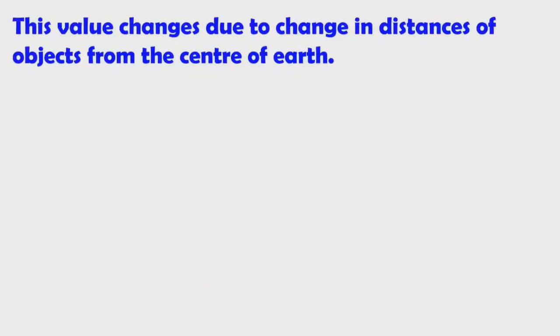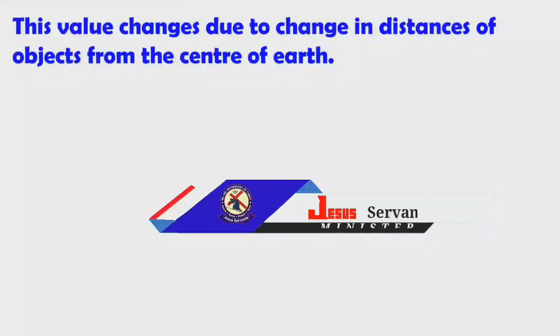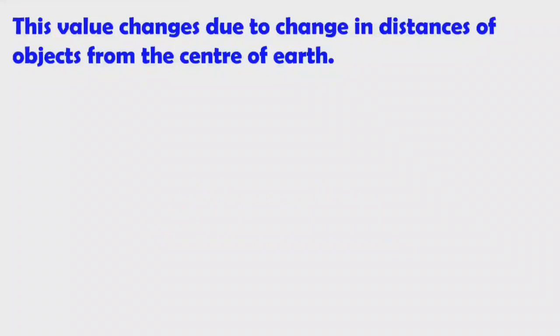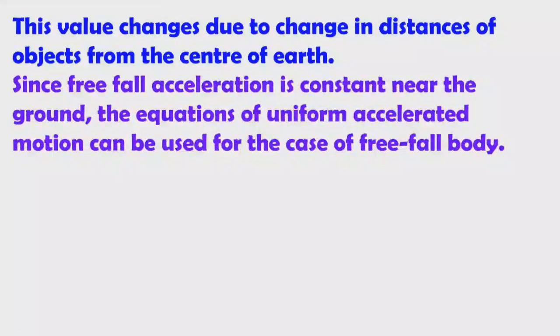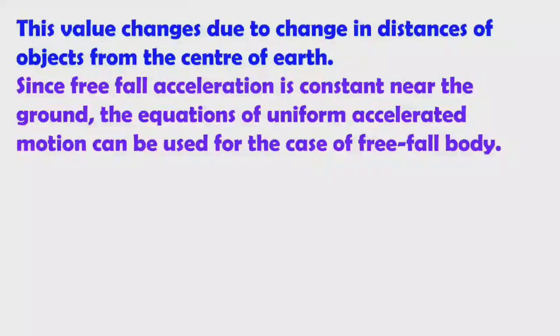This value changes due to a change in the distance of the object from the center of the earth. Small g is equal to GM by r square, so small g is inversely proportional to r square. If the distance of the object from the center of the earth changes, then the small g value will change. Since near the ground r is constant, free fall acceleration is also constant.